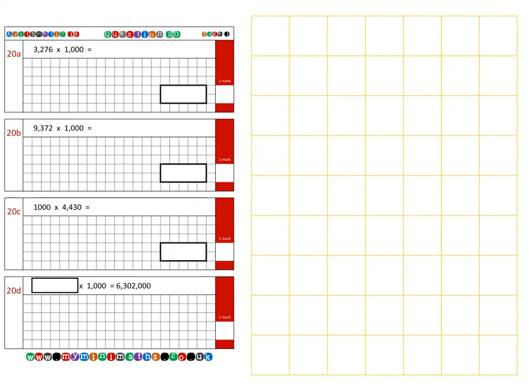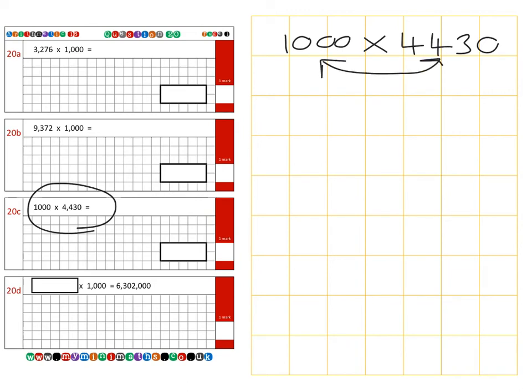Next is question 20c, which is 1,000 multiplied by 4,430. Now the slight difference here is we've swapped them round, but because we're multiplying, we can swap them back the other way and it will have no impact on the answer. So we could say 4,430 multiplied by 1,000. And again, because we're multiplying by 1,000, that's times 10, times 10, times 10. So that's 3 spaces bigger.